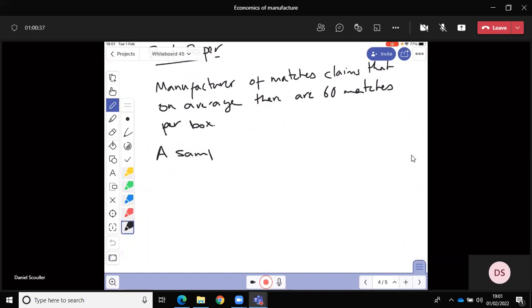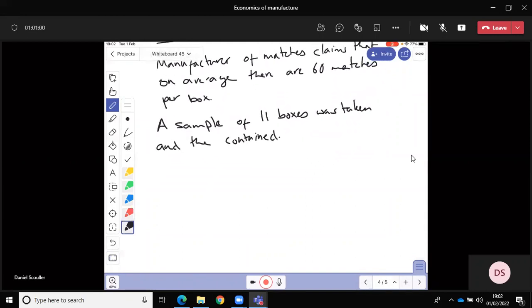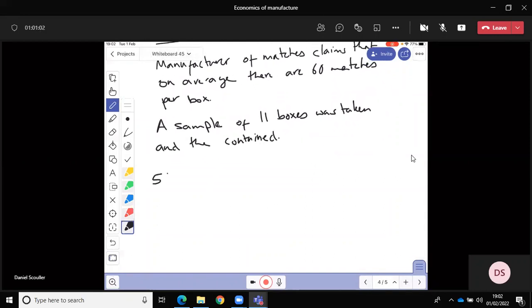A sample of 11 boxes was taken and they contained: 58, 62, 60, 65, 59, 60, 59, 62, 61.